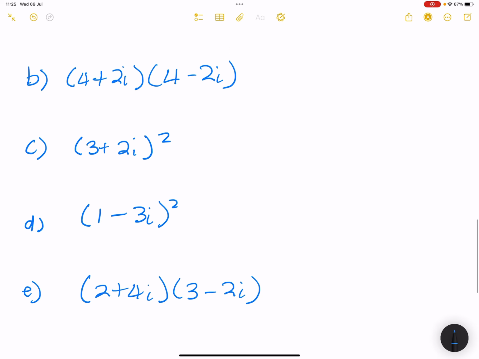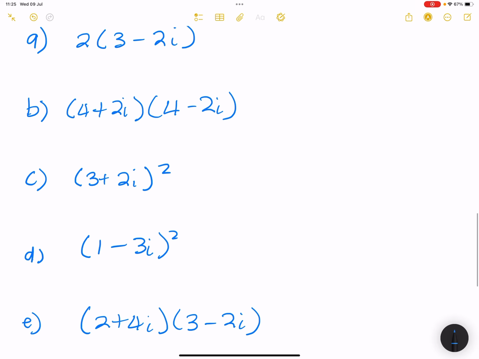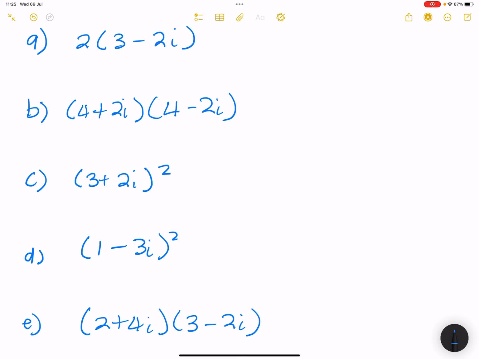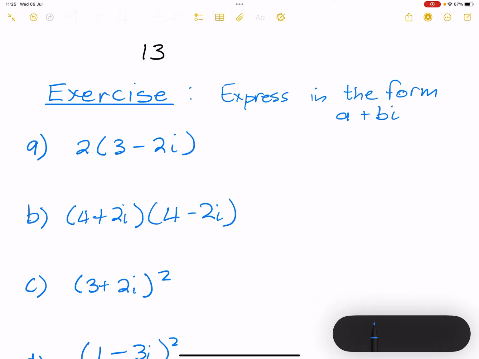All right, now let's quickly have a look at it. How are we going to look at the following exercises? So what are we meant to do? I want us to write the following, so express in the form A plus Bi. Right, let's start with A.